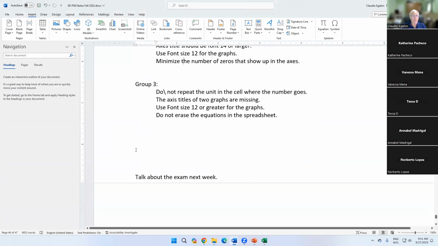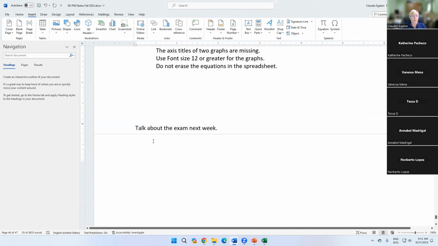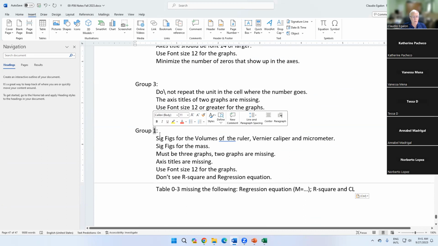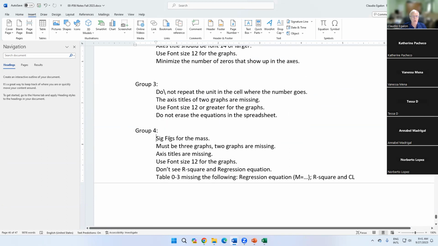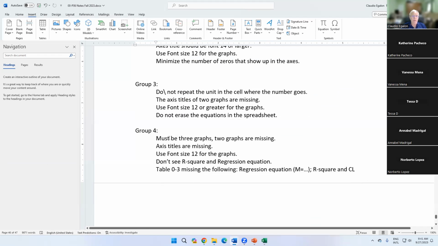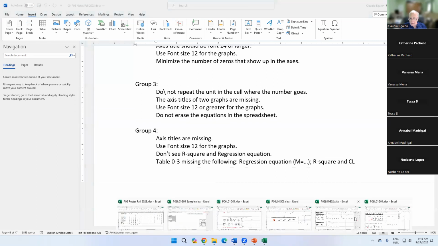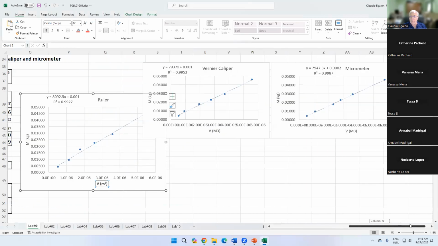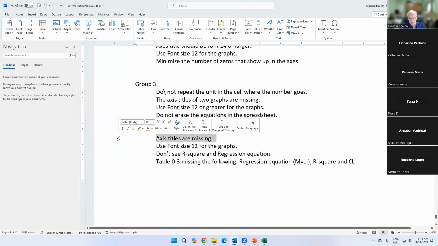Oh, group number 4. Okay, you didn't have any problems with the significant figures of volumes. You didn't have any problems with the significant figures of the mass. You have all the 3 graphs there, right? Axis titles are missing. Let's see. No, axis titles are not missing, right? So we don't have any problem here.